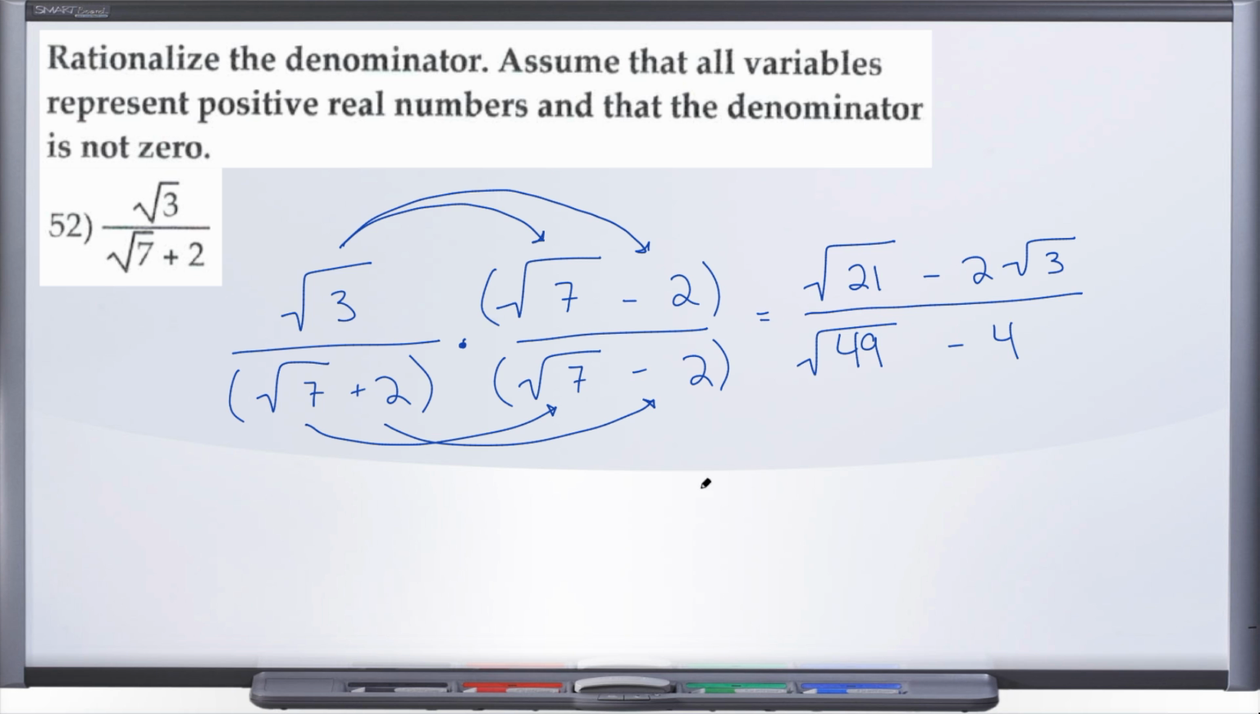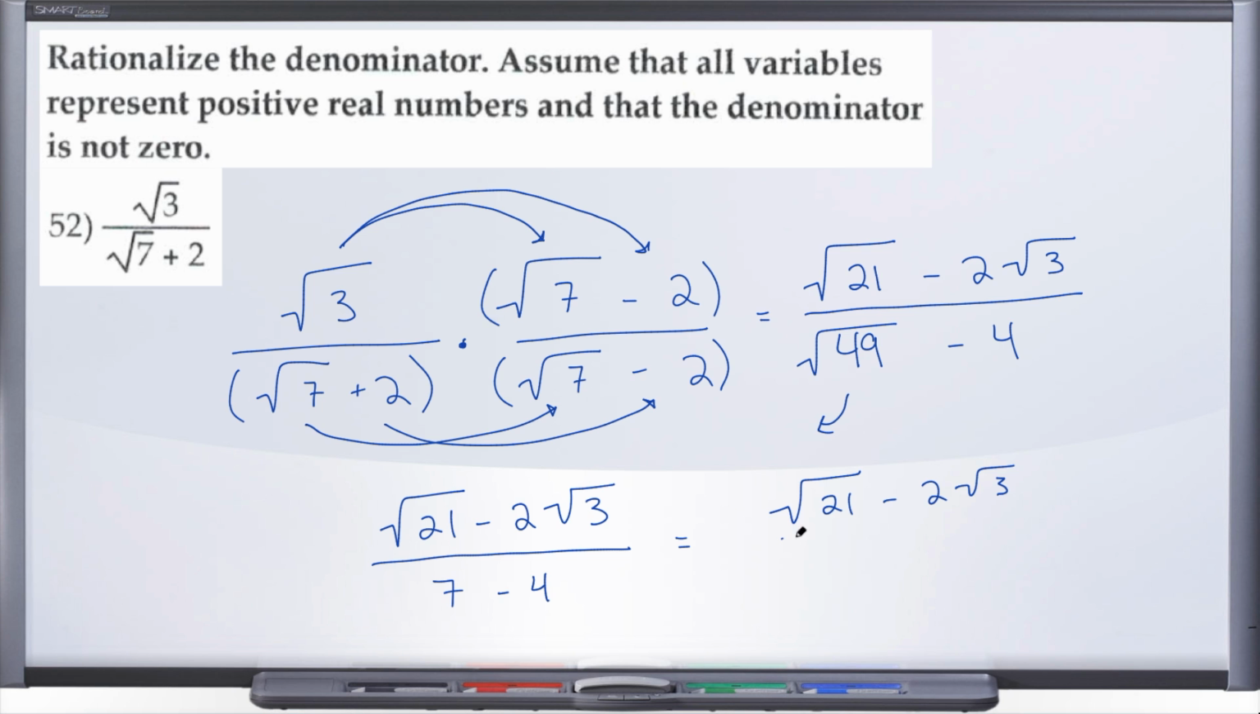And then if we go ahead and rewrite this, we'll have radical 21 minus 2 radical 3 over, and now what is radical 49? Well, radical 49 is a perfect square, so it's going to come out clean and clear as just a 7 minus the 4. And then finally, for the last time, we'll go ahead and simplify that denominator there. So we end up with 7 minus 4 gives us 3, and so our final answer for number 52 is radical 21 minus 2 radical 3 over 3.